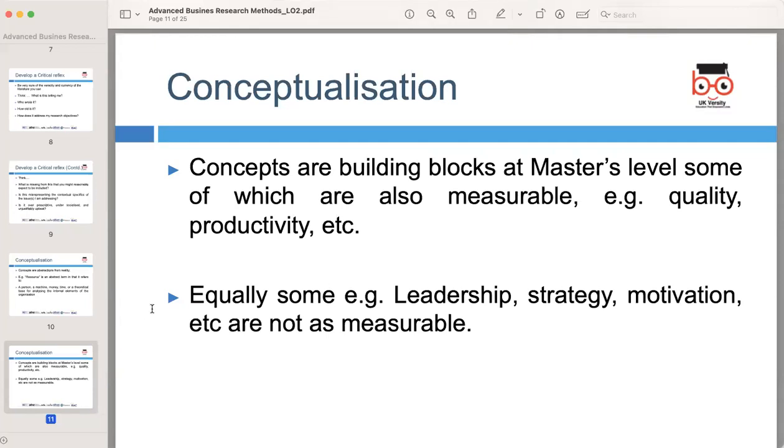So in simple terms, concepts are fundamental ideas or notions that help us understand and organize our knowledge about a particular subject. They serve as the building blocks of higher level thinking and are important in academic and professional settings.